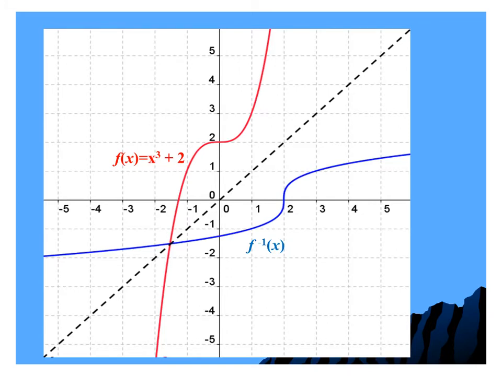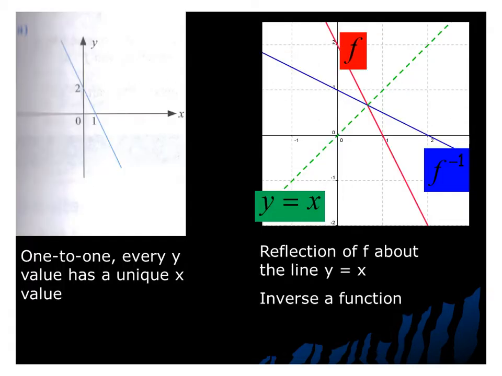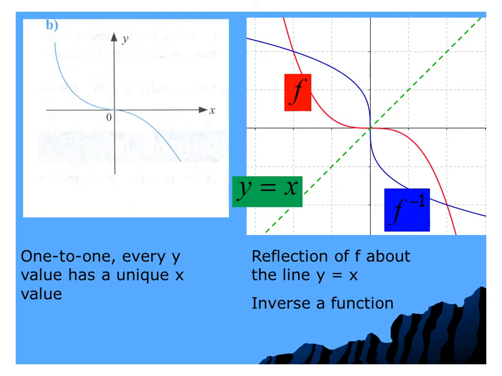The inverse of f of x equals x to the power 3 plus 2, shown in red, is mirrored by the inverse f to the minus 1 of x, shown in blue. Even the functions you saw last time, a 1-to-1 where every y value has a unique x value, is also reflected on the y equals x line, and it is also a function. The same is true for this cubic. A 1-to-1, every y value is unique on this side, and the reflection of this is also a unique function.